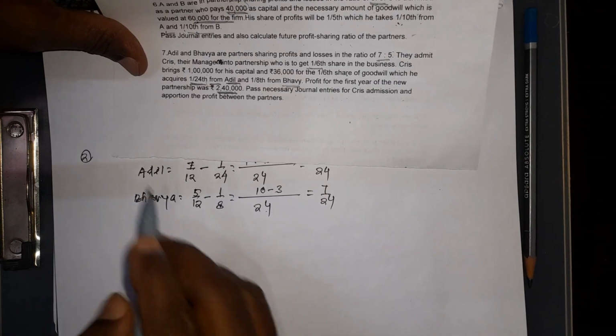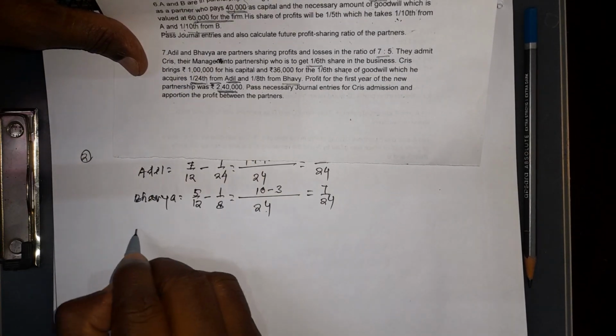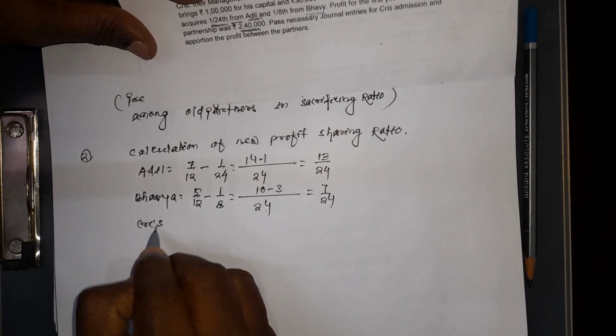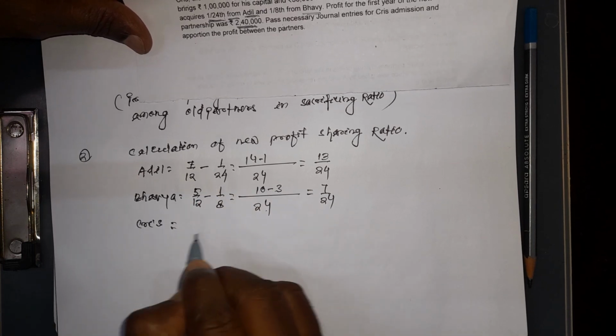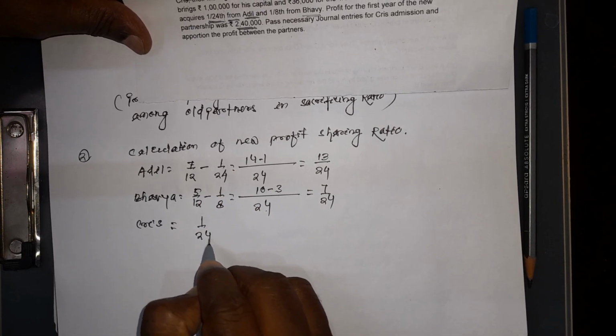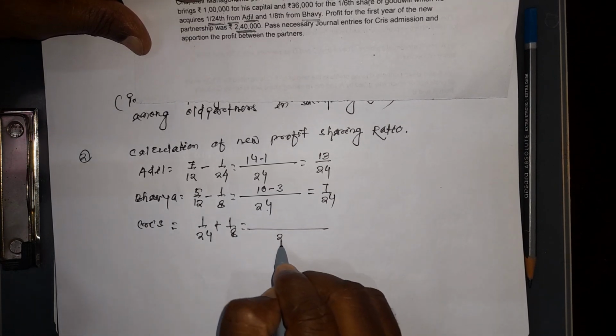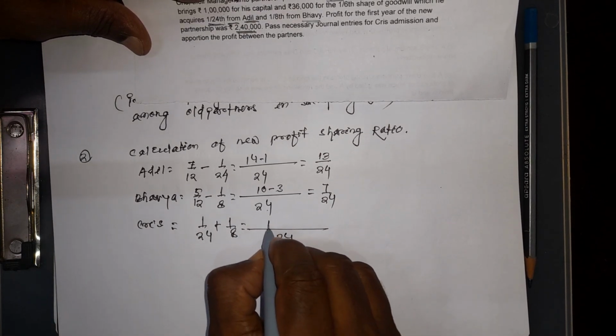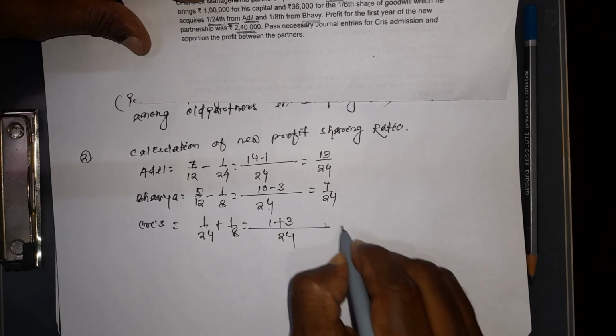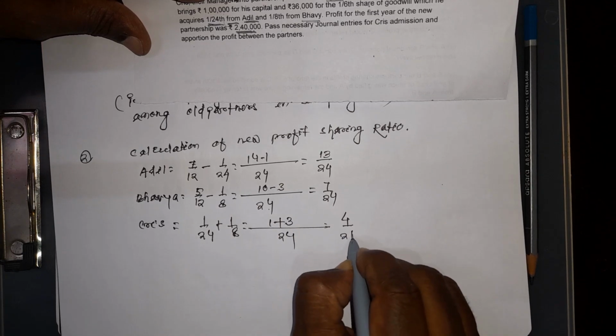Then the new partner, Chris. 1 by 24 he got from Adil, and 1 by 8 he got from Bhavya. So the denominator will be 24, and the numerator will be 1 plus 3, that is 4 by 24.